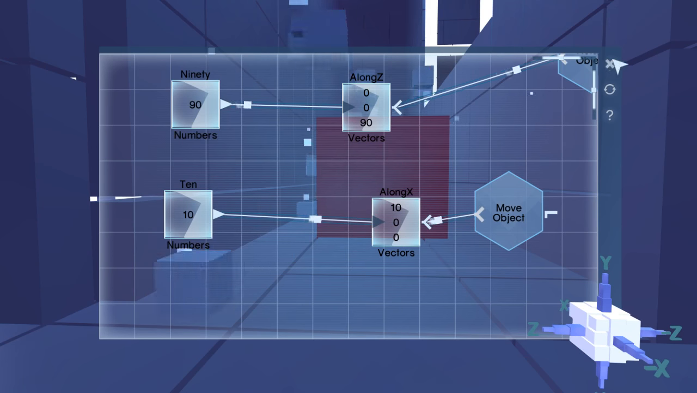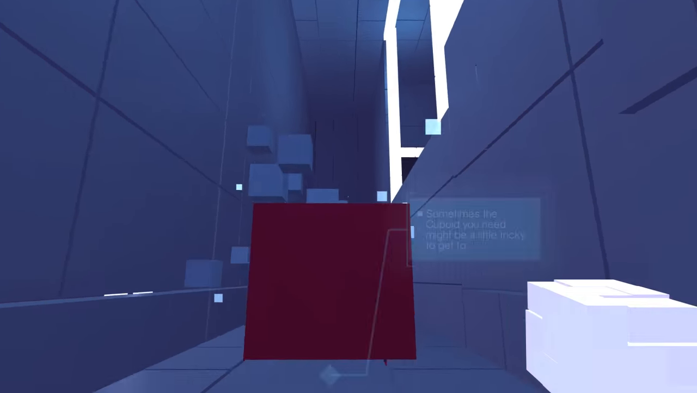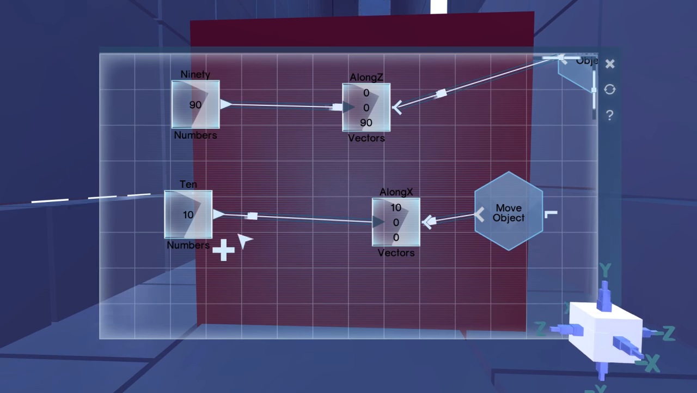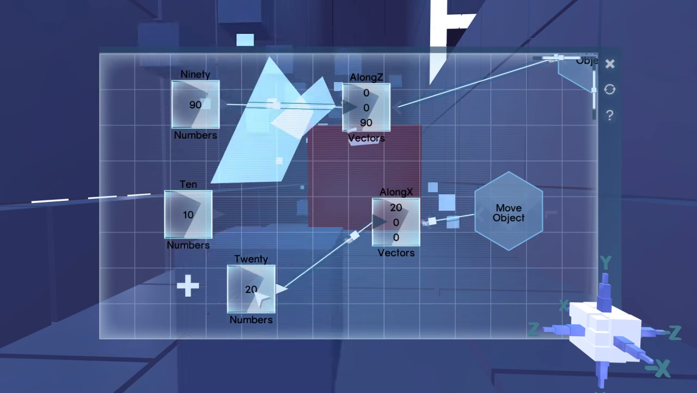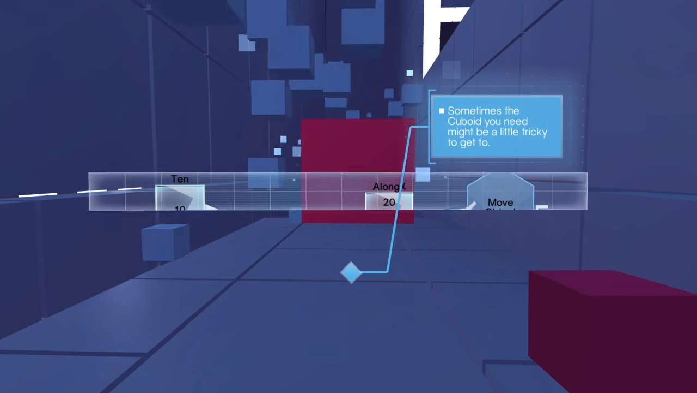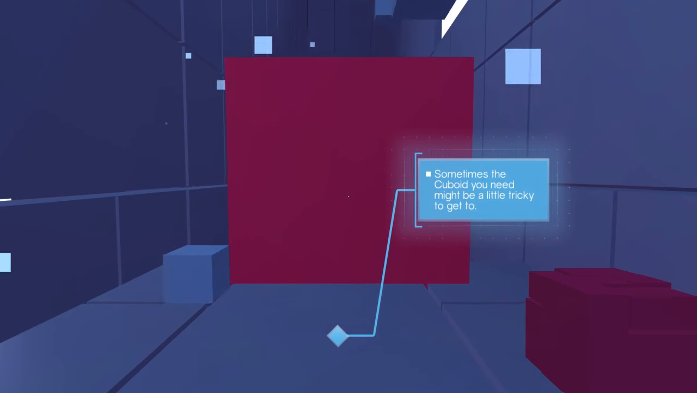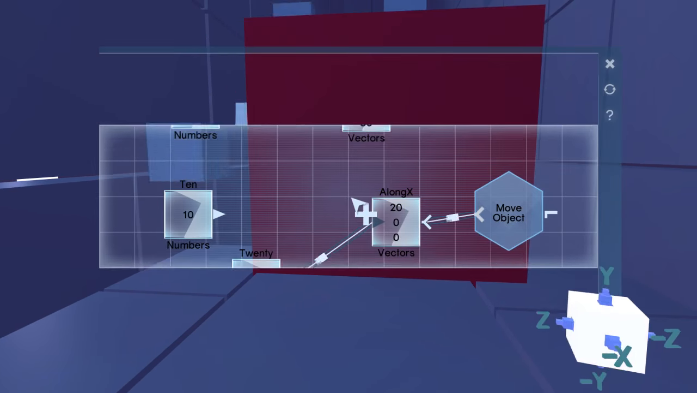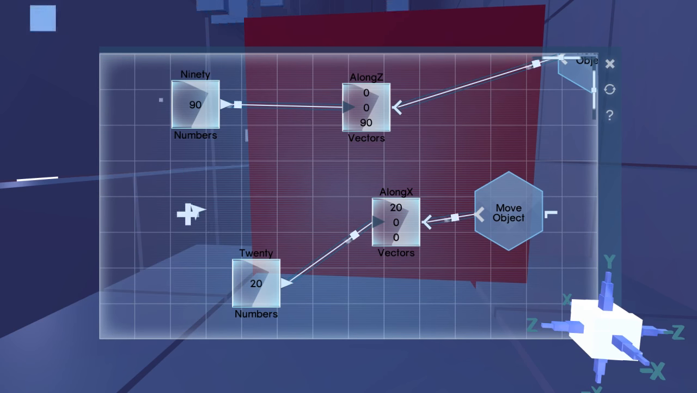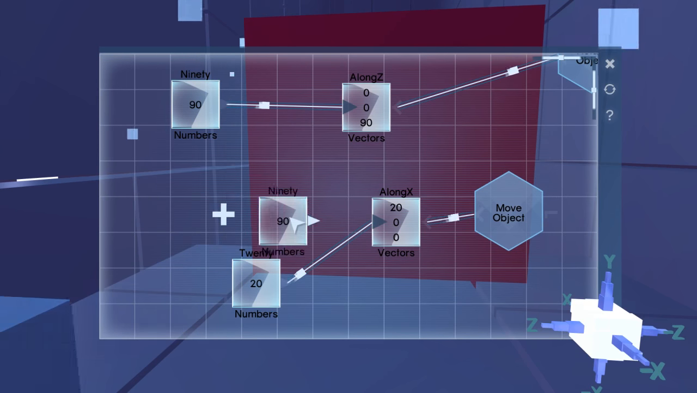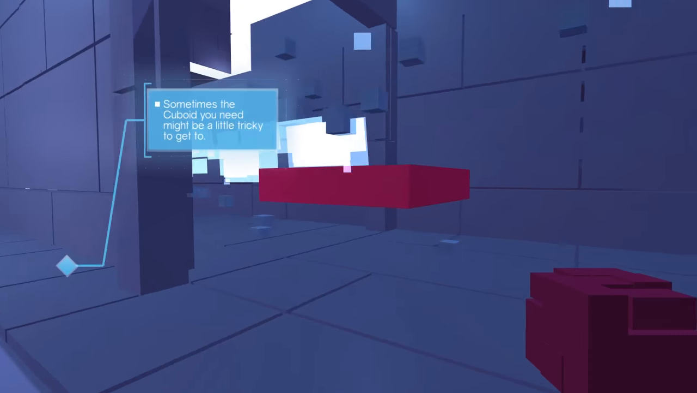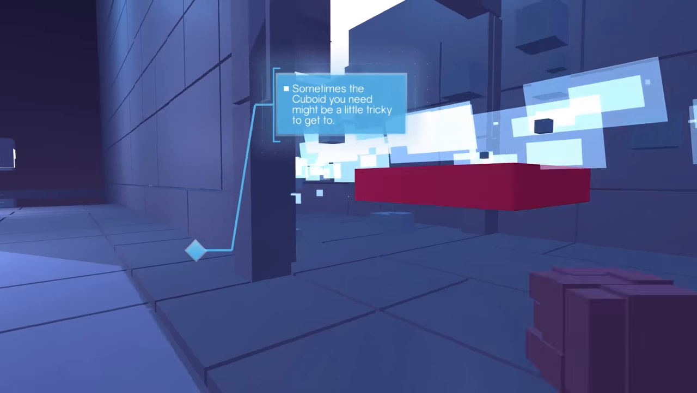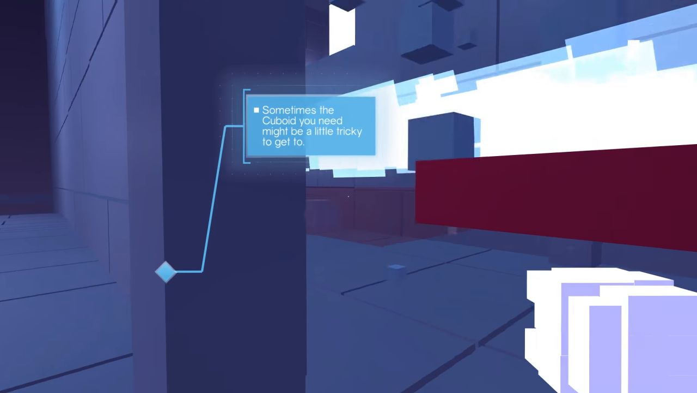Wow, it just takes off, too. Alright. Let's upgrade it a little bit. 20. Don't kill me, game. Alright, I'm gonna say that 90 might be the answer here. Ow. Alright, so I may have made a mistake.